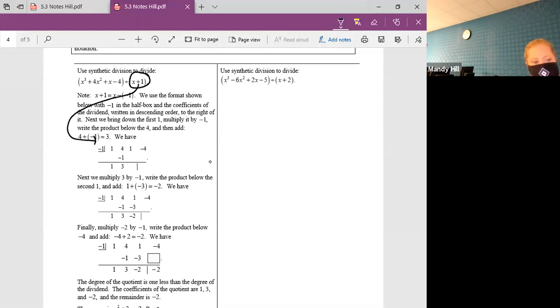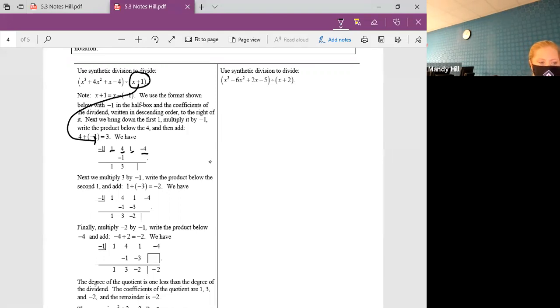So if it's a positive 1, you're going to put a minus 1 here. Then they made sure everything was in order. So x to the third, x squared, x to the first, and then no x's. They put their coefficients right here. So there was 1x to the third, so they put a 1. 4x squared, they put a 4. 1x, that's where the 1 came from. Negative 4, that's where the negative 4 came from.